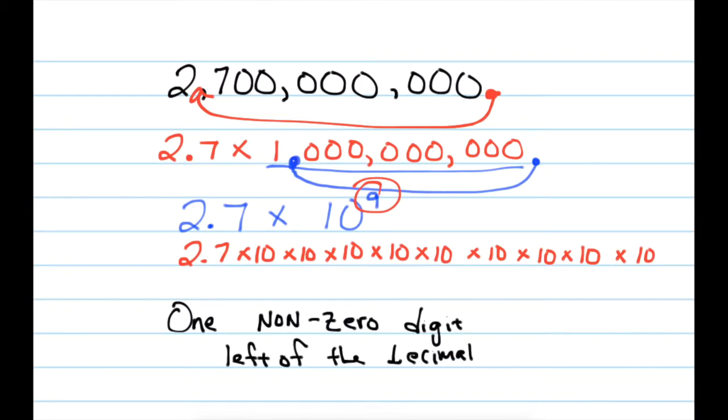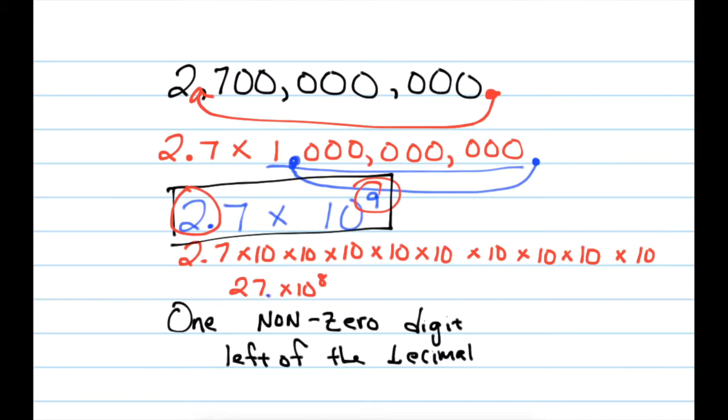So if you look at our proper scientific notation, this was our final product here. We have one digit left of the decimal that's not 0. That means I wouldn't want 27 times 10 to the 8th. Although that's equal, that's not in proper scientific notation because it has 2 digits to the left of the decimal, and we can only have 1. So that tells us that the decimal belongs between the 2 and the 7.